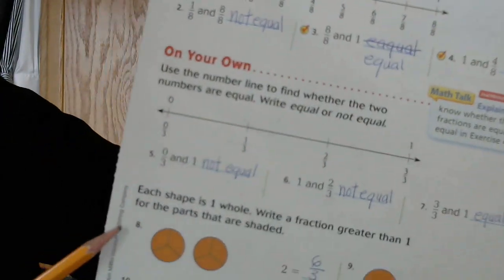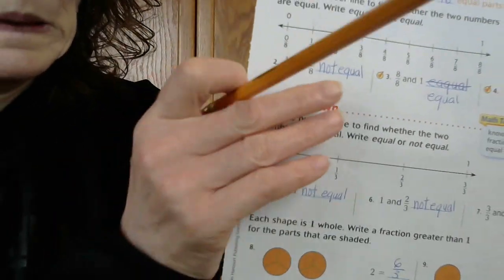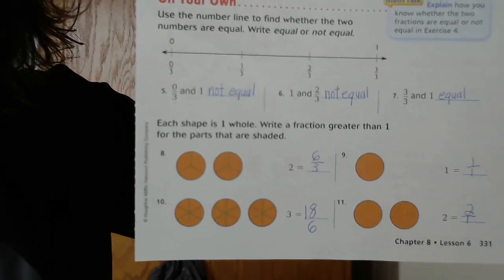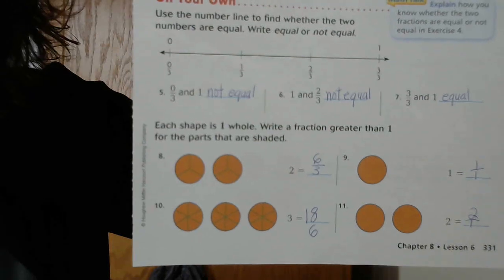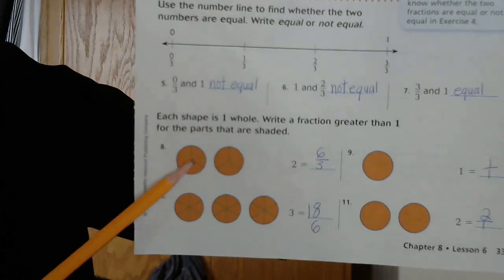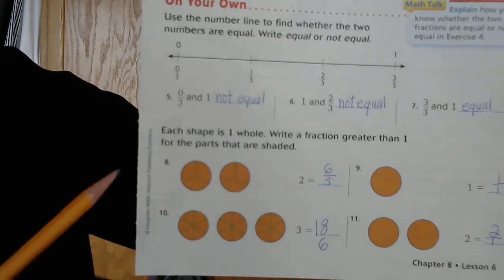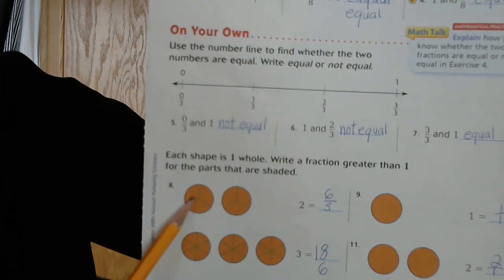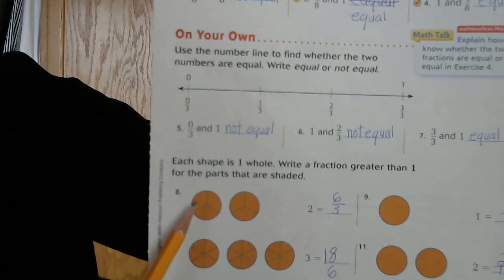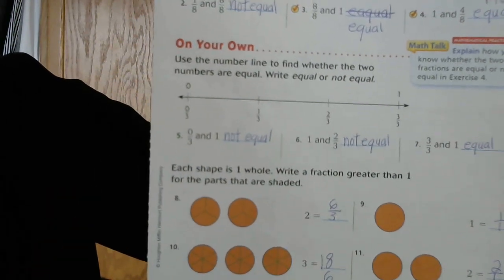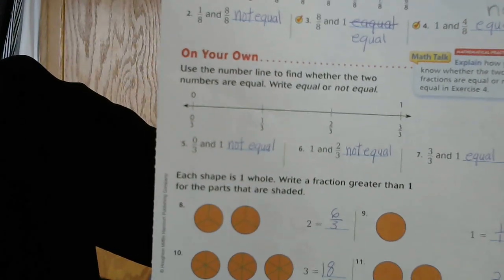Each shape is 1 whole. Write a fraction greater than 1 for the parts that are shaded. 1, 2, 3. 3 is our denominator because each one is broken up into 3 equal parts. Together there are 1, 2, 3, 4, 5, 6 parts. 6 is our numerator and 3 is our denominator.